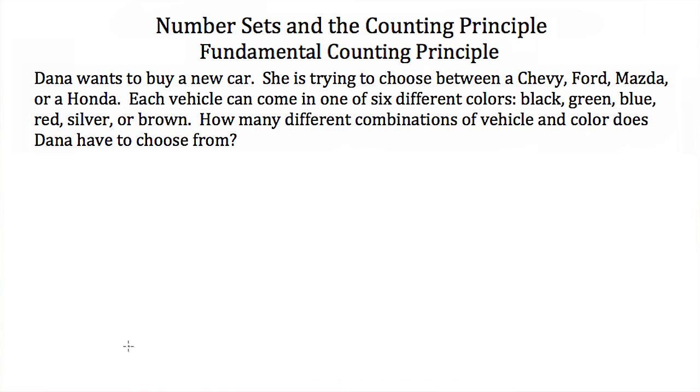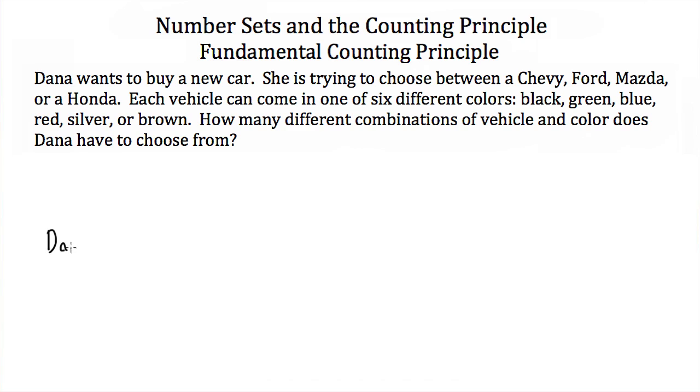Now the last thing we have to talk about is the fundamental counting principle. And let's look at this example situation. Here Dana wants to buy a new car. She's trying to choose between a Chevy, a Ford, a Mazda, or a Honda. Each vehicle can come in one of 6 different colors: black, green, blue, red, silver, or brown. So how many different combinations of vehicle and color does Dana have to choose from?